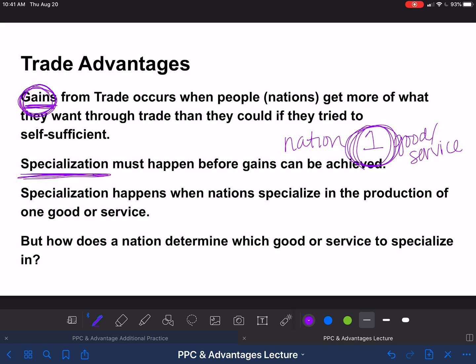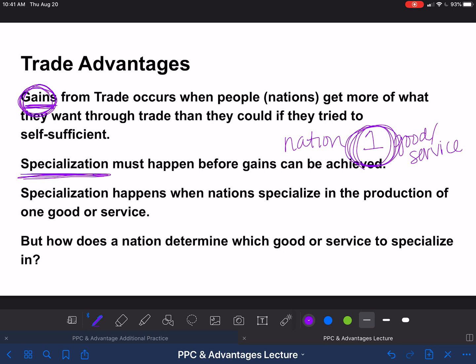So when specialization happens, all of the resources go to that one product. So if we talk about our potato chips and bolts example, if that nation was going to specialize in bolt production, they would make no potato chips. So all the products and resources that they use to make potato chips would disappear, and everything would go straight to bolt production. But how does a nation determine what they should specialize in?